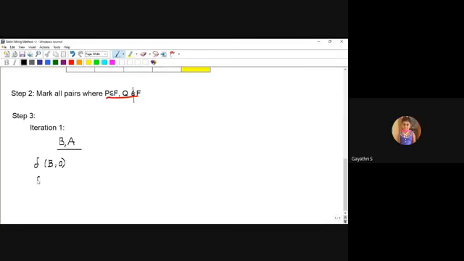I'm going to calculate del of A comma 0. Okay, del of B comma 0 and del of A comma 0. Next, del of B comma 1 and del of A comma 1, since 0 and 1 is the input alphabet of your given automata. I'm going to calculate this.